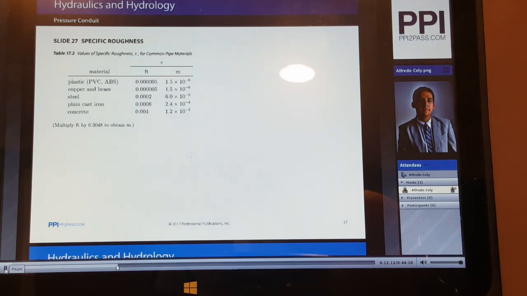Now here we see Table 17.2 of CERM, which gives us the values for a specific roughness for common pipe materials. As we can see, smooth pipes such as plastic, PVC, or ABS pipes have very small specific roughness values, whereas rough pipes such as concrete pipes have a high value of specific roughness. The table clearly shows the significant difference in roughness and, hint, friction loss between various pipe materials.